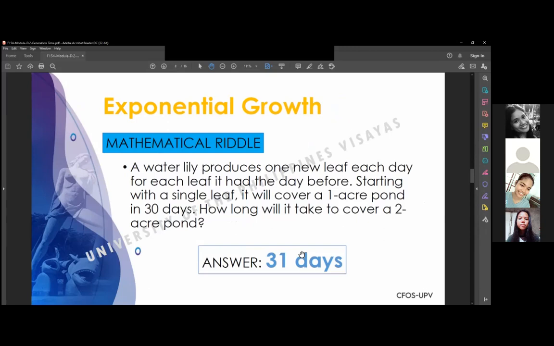Ayan. So we have a mathematical riddle. Ay nako, may sagot na agad dyan. Boring tong slide na to. A water lily produces a new leaf each day. For each leaf, it has the day before. So starting with a single leaf, it will cover a 1 hectare pond in 30 days. So how long will it take to cover a 2 hectare pond? So ganun siya. Pagka next day, double na agad. Kasi kaya na niya yung 1 hectare. On the 31st day, mapupuno na rin niya yung 2nd hectare. Okay.